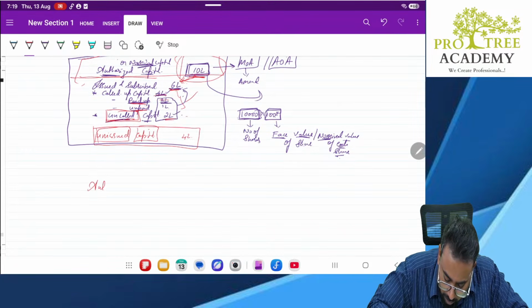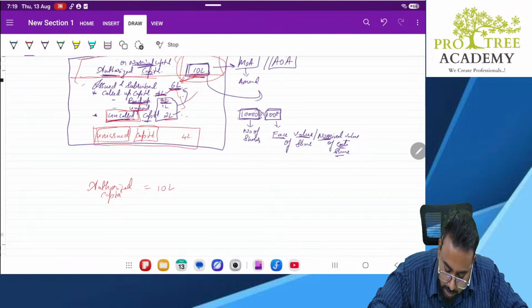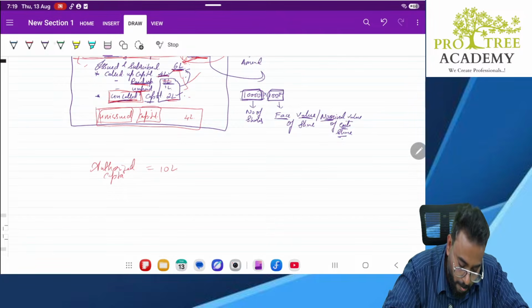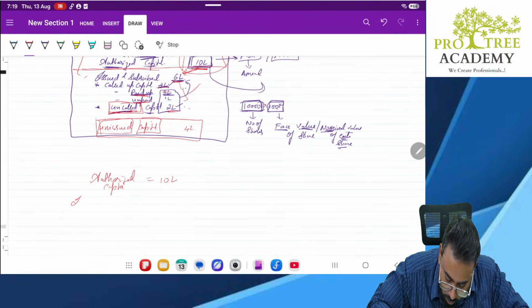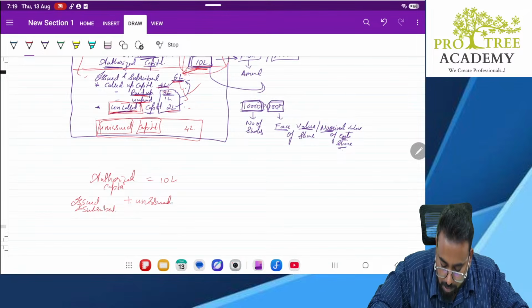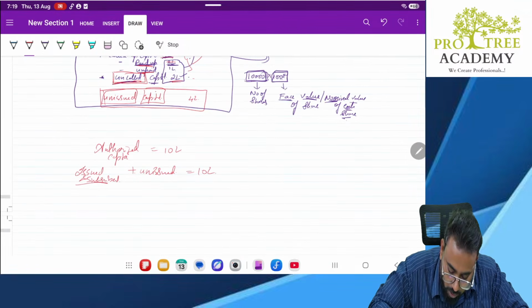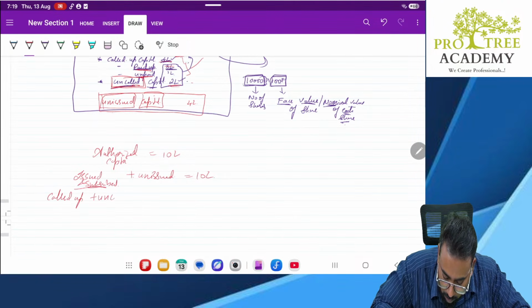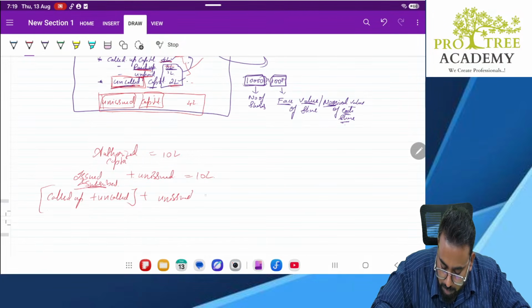So if authorized capital is equal to 10 lakhs, what is the equation? Let's see the equation. 10 lakhs is equal to what all will come, sir? How much is issued and subscribed? That will come. Yes, sir, that will come. Plus there will be unissued. Yes, sir, there will be unissued. Is equal to 10 lakhs. Yes. So issued and subscribed, if you split, what will come? If you split issued and subscribed, there will be called up, sir, plus there will be uncalled. Correct? Plus there will be unissued. Is equal to 10 lakhs.